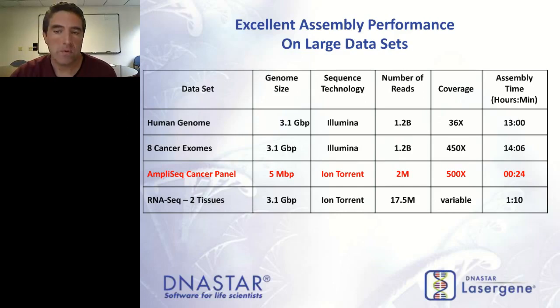A data set that we'll look at today is an Ion Torrent AmpliSeq cancer panel, which is a very deeply sequenced gene panel with a couple of million reads, and the coverages can exceed 500x. And we measure this in minutes, so it's just a few minutes to do the assembly. And then things like RNA-seq and smaller projects, again, we measure those in minutes.